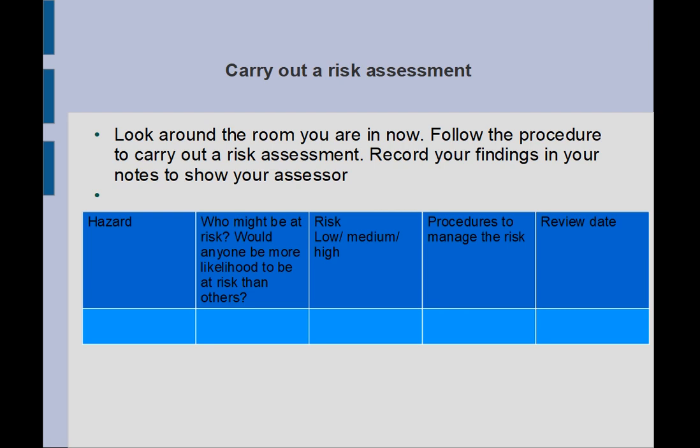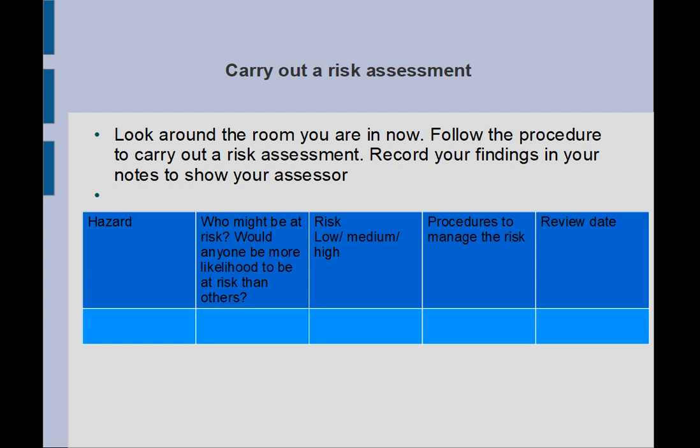Which brings us to a job for you. I want you to look around the room you're in now. Following the procedure we talked about in the last slide, carry out a risk assessment. Record your findings in your notes, maybe under a table like this, and then you can show it to me or your tutor just to see what you've actually done and talk it through.